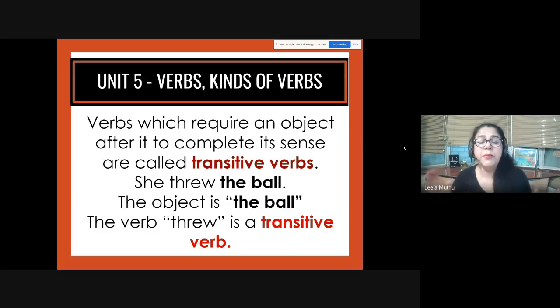She threw the ball. Now look at the verb immediately. Threw. She threw what? The ball. The ball is an object. It is a noun. So since there is an object that completes the sense of the verb, we call it a transitive verb. The verb threw is a transitive verb.